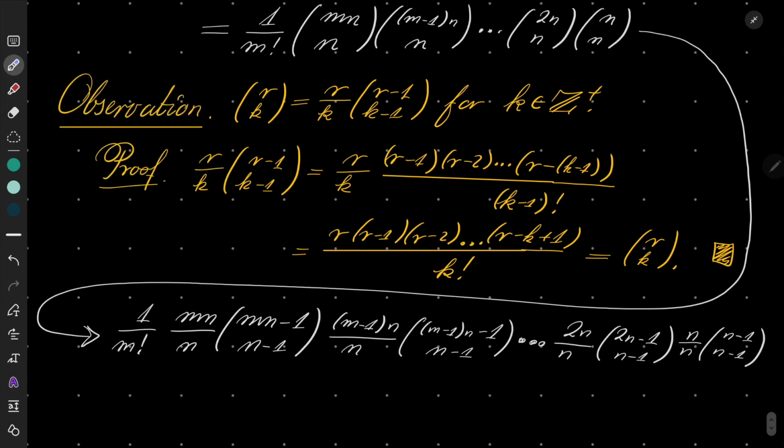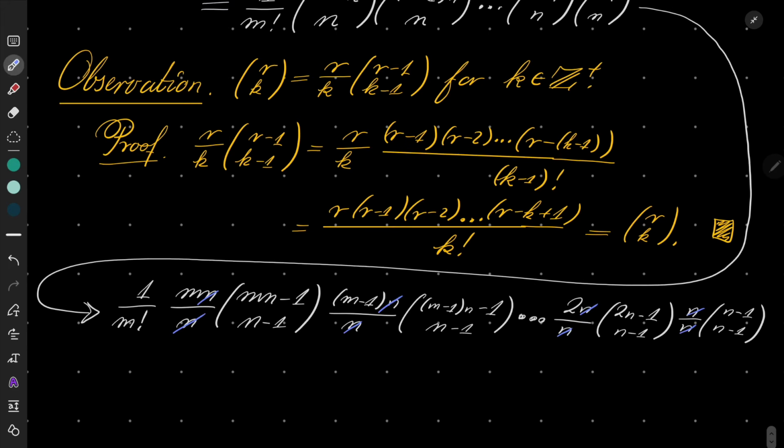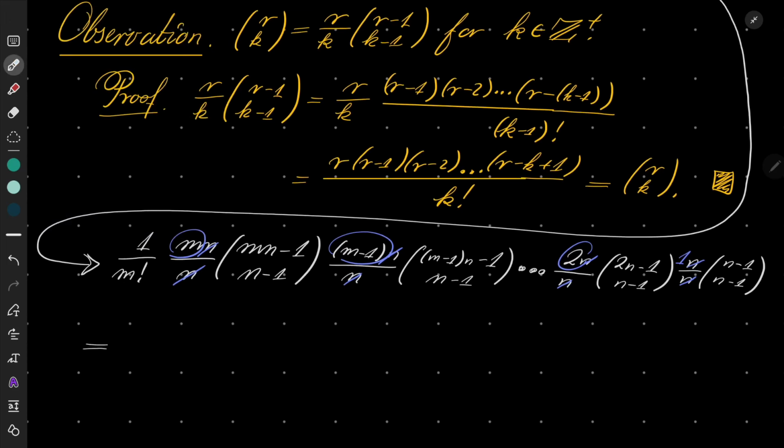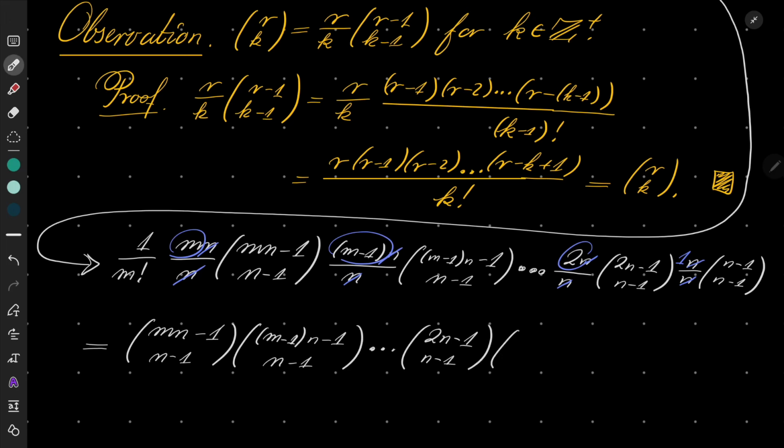And now let's take a look. What happens? Well, everywhere n is gone because it appears both in the numerator and the denominator. And what do we have? We have m, m minus 1, m minus 2, 2, and 1. It's m factorial. So m factorial is also gone, and we are left with just the following product. mn minus 1 choose n minus 1, (m minus 1)n minus 1 choose n minus 1, and so on, to n minus 1 choose n minus 1, which is clearly an integer. It's a positive integer.